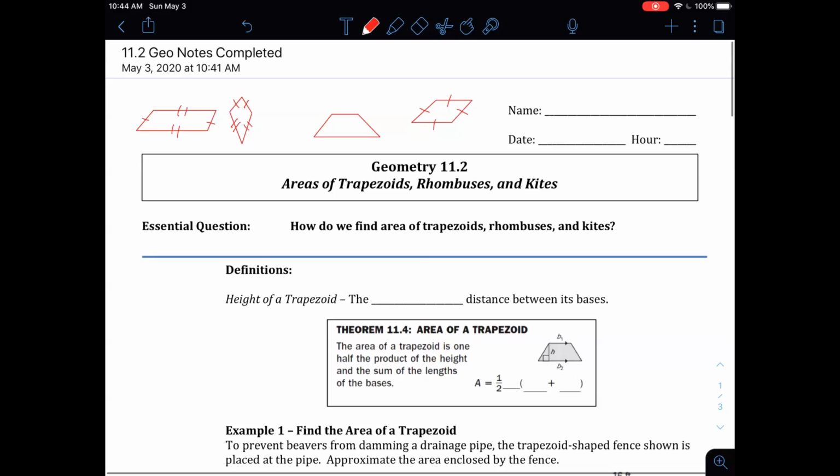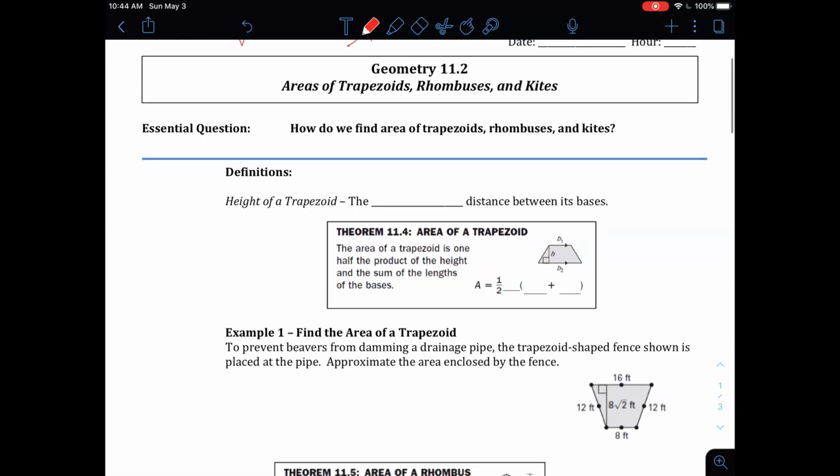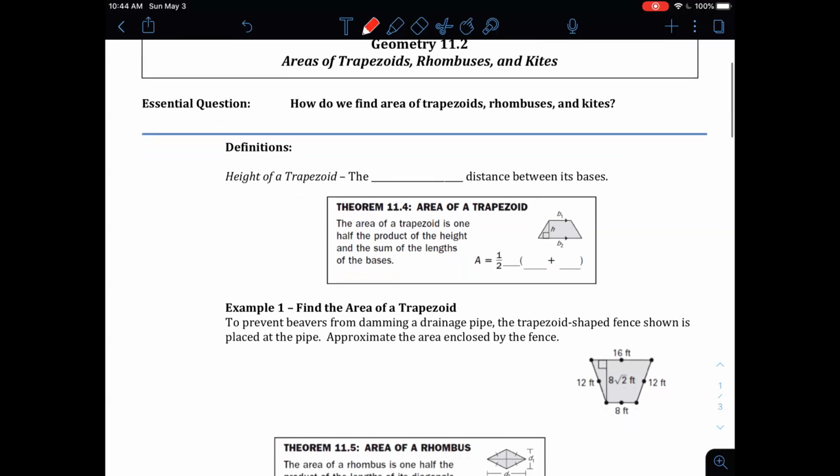So this is a trapezoid. What makes a trapezoid is one pair of parallel sides. An isosceles trapezoid is going to have congruent base angles like this. So we're finding areas of these three shapes today. Hopefully it's going to be a pretty quick and easy lesson. A lot of these are just using the formulas, so they're not too crazy.